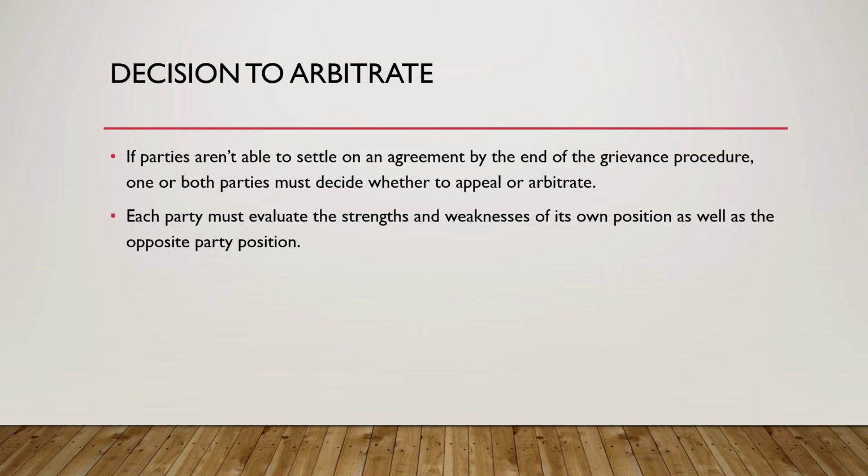Decision to arbitrate. If parties aren't able to settle on an agreement by the end of the grievance procedure, one or both parties must decide whether to appeal or arbitrate. Each party must evaluate the strengths and weaknesses of its own position as well as the opposite party's position.